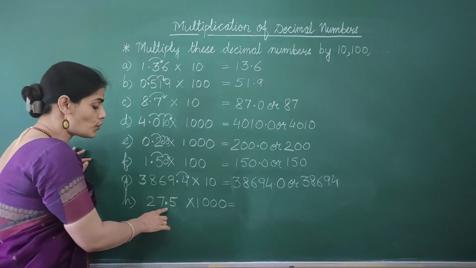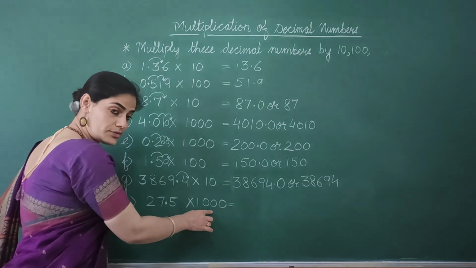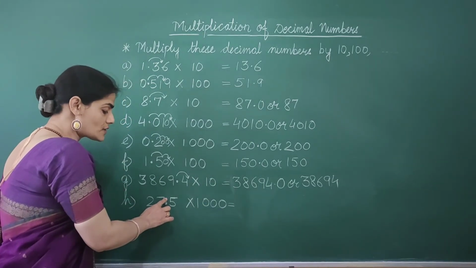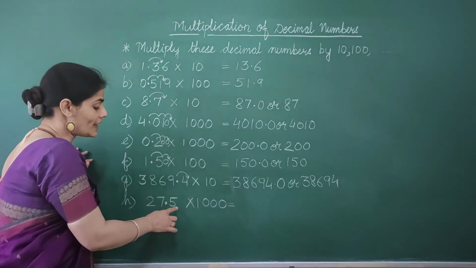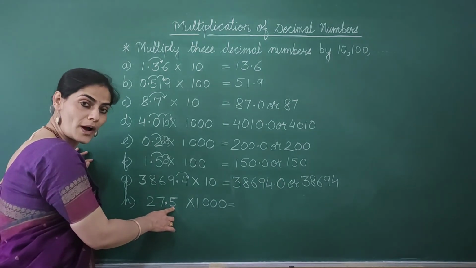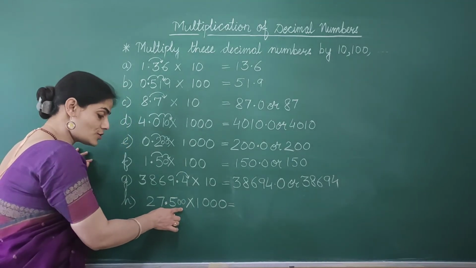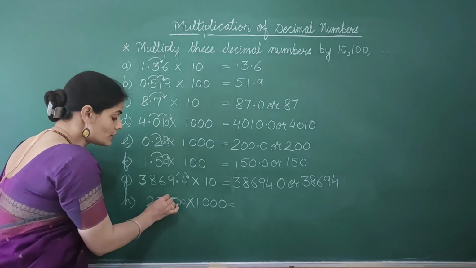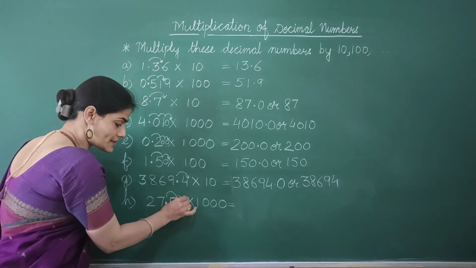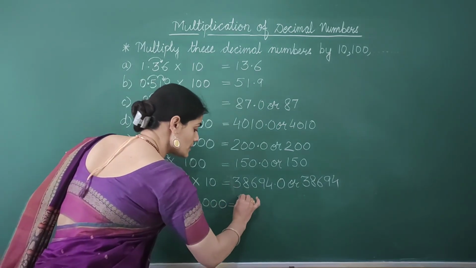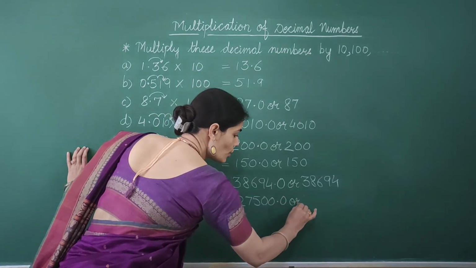Now we move to the last part. This is 27.5 multiplied by 1000. 1000 has got 3 zeros. So this decimal is going to shift towards the right by 3 places. But what do we observe? That in the decimal part we've got just 1 digit. So I'm going to add 2 more zeros here because it's not going to change the value. And we'll shift the decimal by 3 places. 1, 2 and this is 3. So our answer is 27,500.0 or 27,500.